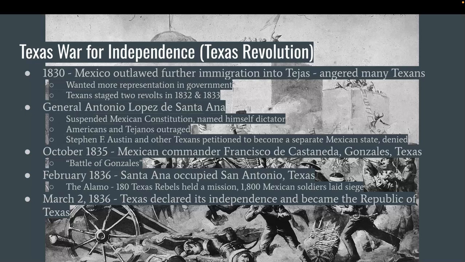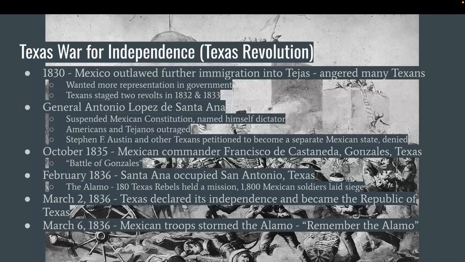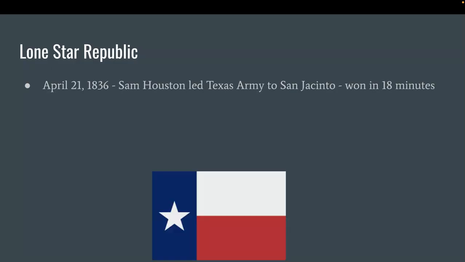On March 2nd of 1836, Texas declared its independence and became the Republic of Texas. And on March 6th, Mexican troops stormed the Alamo and essentially slaughtered everyone inside. And so the rallying cry for Americans becomes "Remember the Alamo." So, the Lone Star Republic is born.